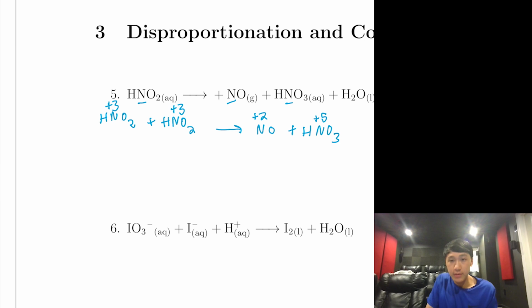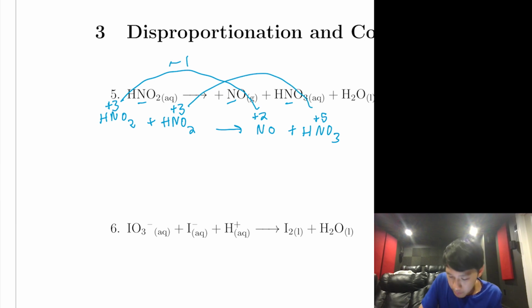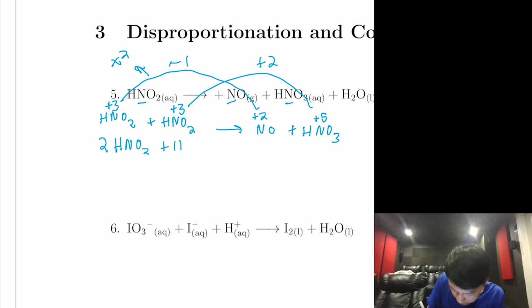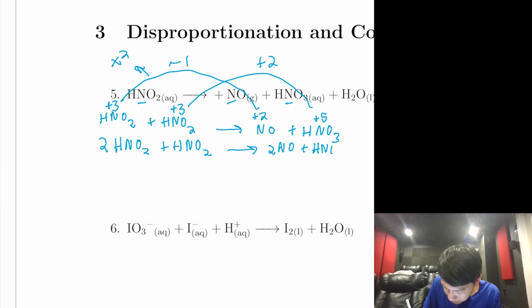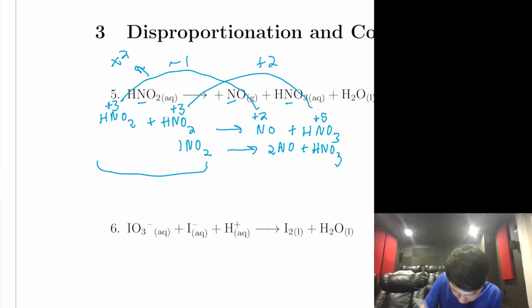And we can consider them as if they were just independent reactions. So plus 3 to plus 2, this is a change of minus 1. Plus 3 to plus 5, this is a change of plus 2. Least common multiple of 1 and 2 is obviously 2. So that means we need to multiply this reaction by 2. So that gives us 2 HNO2 plus HNO2 goes to 2 NO and then plus HNO3. We can combine these together. So that's going to give us something like this.